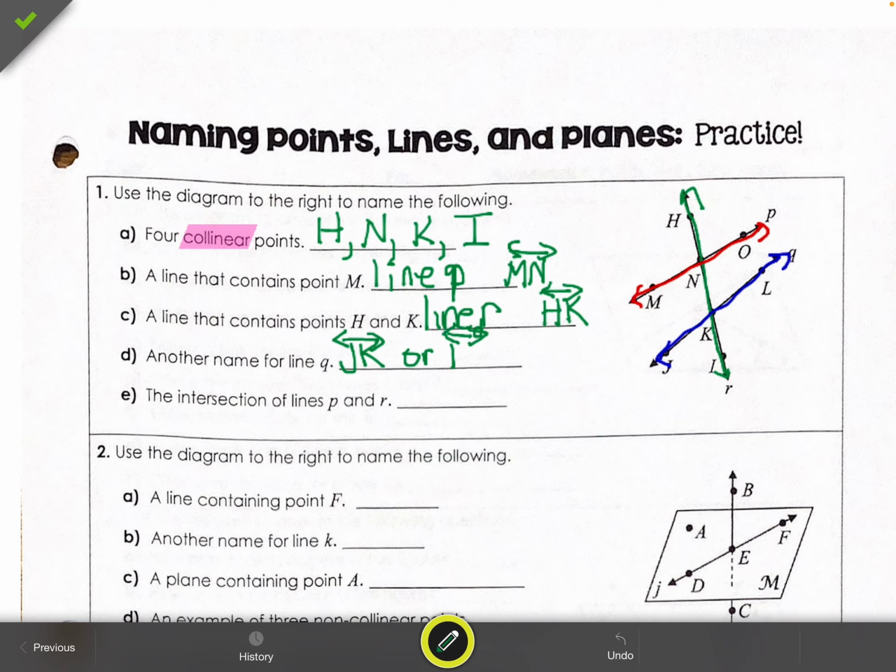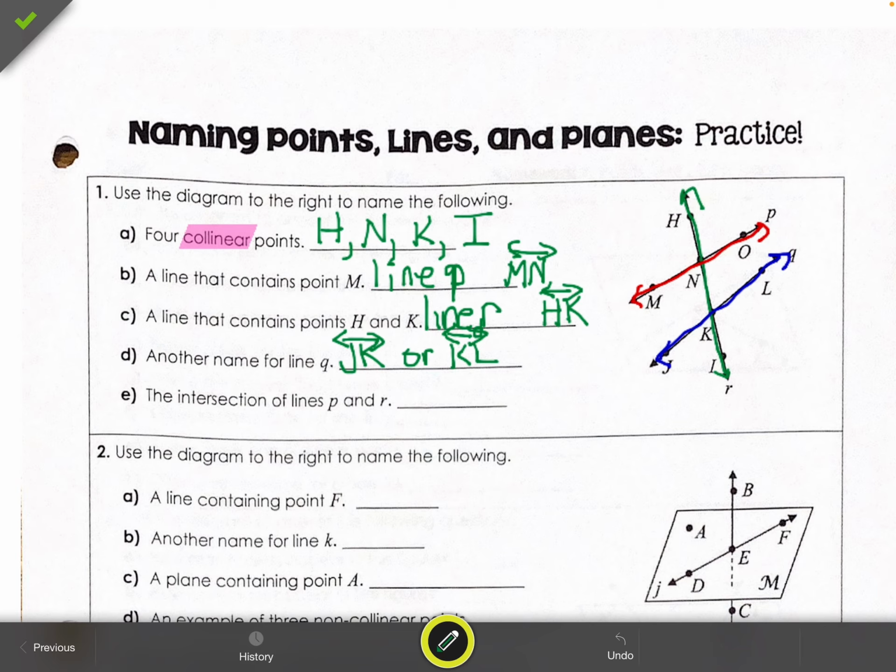I could say line KL, okay? Or I could say line JL. Or you can reverse the letters. You could say line LJ. Just as long as you're using 2 points and your symbol.